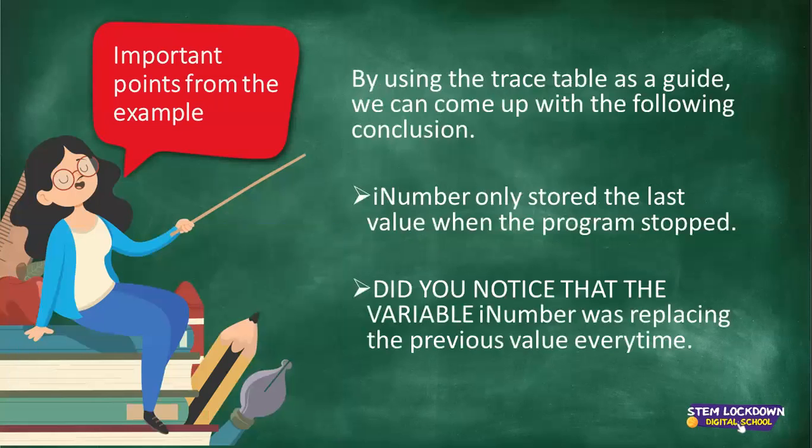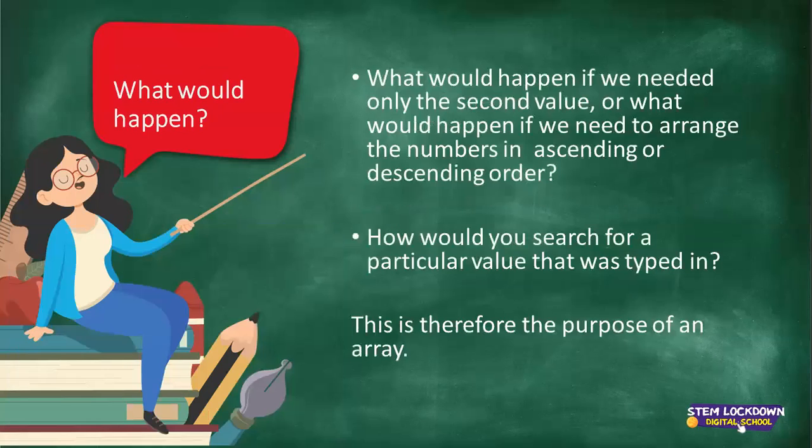What would happen if we needed only the second value? What would happen if we needed to arrange the numbers in ascending or descending order? How are we able to keep track of those values? Notice what we are trying to sum up over here: a variable can only store one value at any moment in time, whereas an array can allow you to store multiple values. It also asks, how would you search for a particular value that was typed in? This is therefore the purpose of an array.